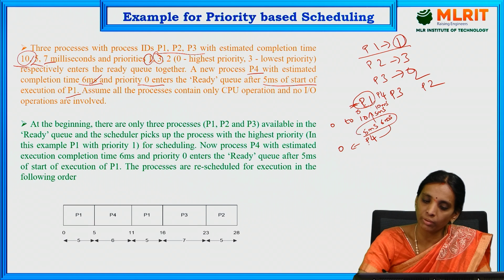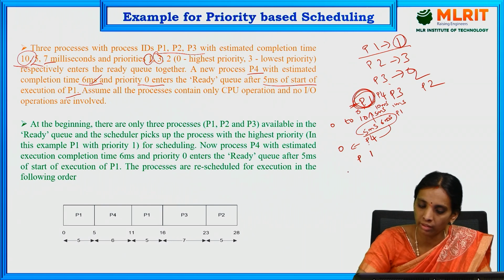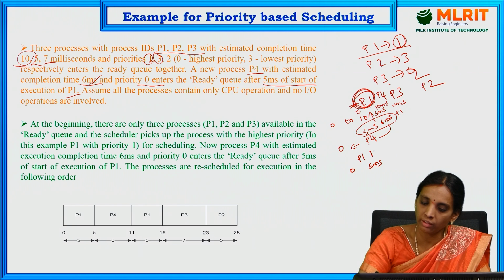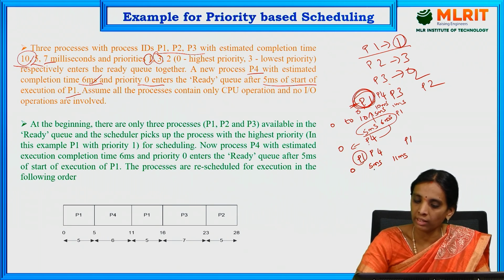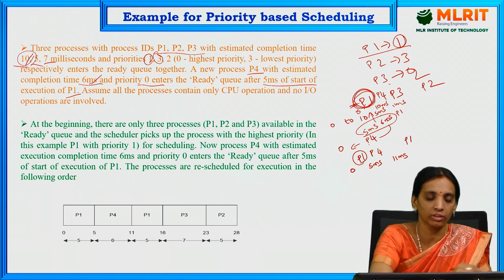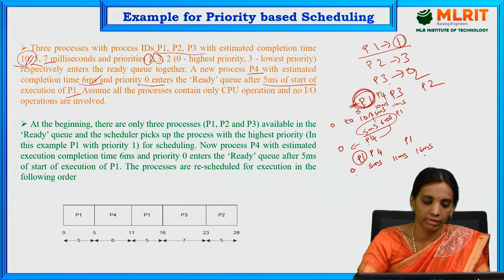So, now after completion of this execution, that is at 11 milliseconds, compared with P2 and P3, P1 is having the highest priority. Therefore, P1 starts its execution. So, P1 runs from 0 to 5 milliseconds. At 5 milliseconds, P4 enters and P4 completes its execution by 11 milliseconds. And at 11 milliseconds, P1 starts its execution again. Here the remaining time for P1 is 5 milliseconds, out of a total of 10 milliseconds. So, 11 plus 5, at 16 milliseconds, P1 completes its execution.